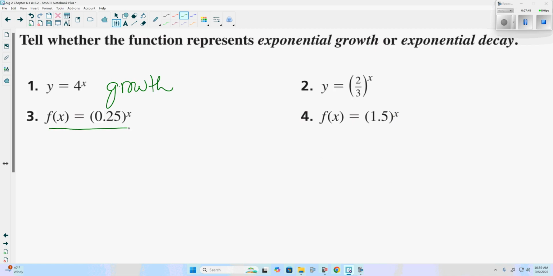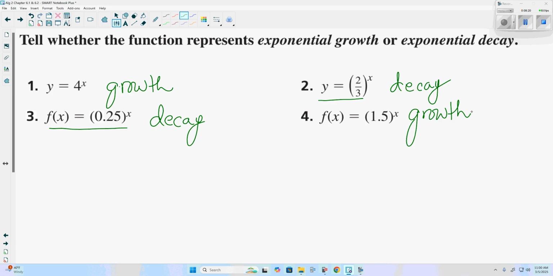While we're over here, let's look at 3. F of x equals 0.25 to the x. Decay, because it's less than 1 and greater than 0. Between 0 and 1, it's going to be decay. Greater than 1, it's growth. 2, y equals 2/3 to the x would be decay. And lastly, f of x equals 1.5 to the x would be growth, because 1.5 is greater than 1.